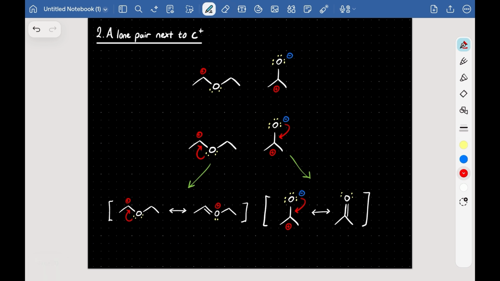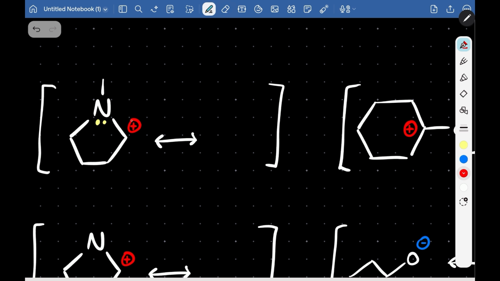Number 2, a lone pair next to a positive charge carbon atom. So we have some examples right here, and both examples exhibit a lone pair next to a positive charge carbon. And in each case, we can bring down the lone pair to form a pi bond. And notice what happens with the formal charges. When the atom with the lone pair has a negative charge, then the charges end up canceling each other. And when the atom with the lone pair does not have a negative charge to begin with, then it will end up with a positive charge in the end. So we have an arrow, we have a positive charge carbon atom. That means it goes over here. And then it gets a plus charge right here.